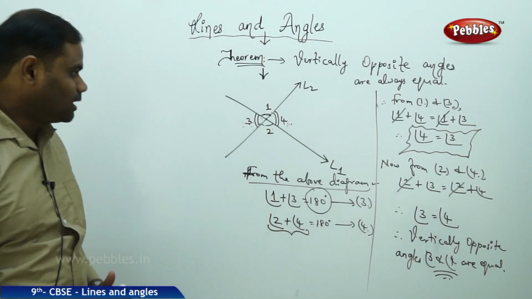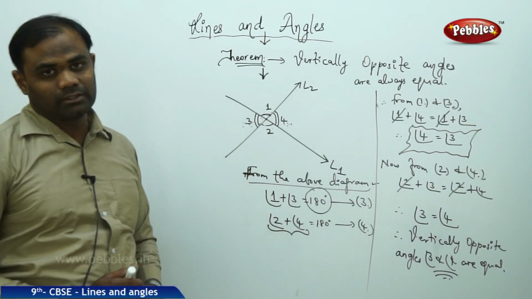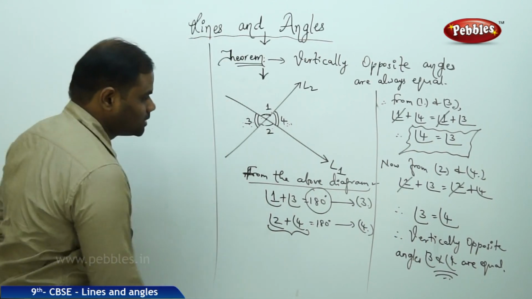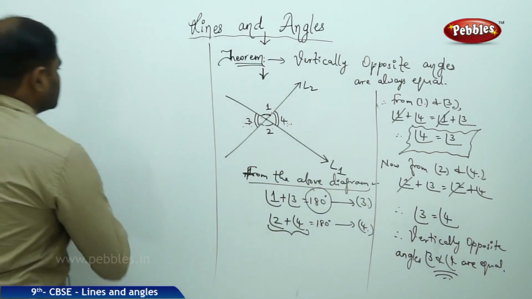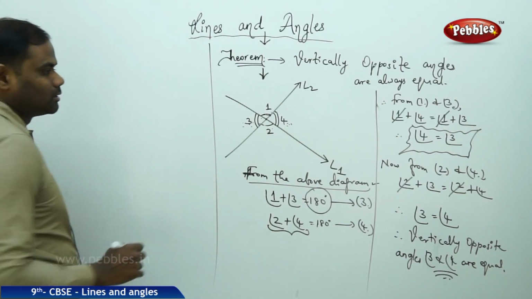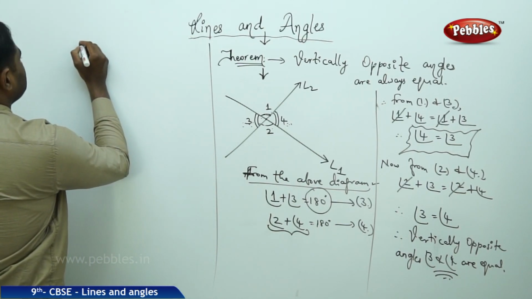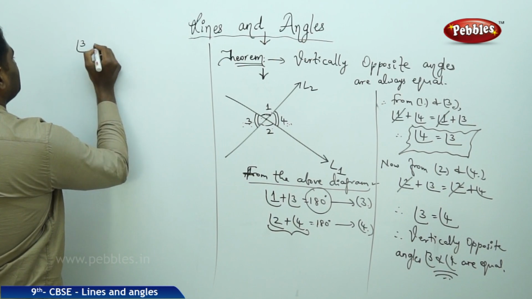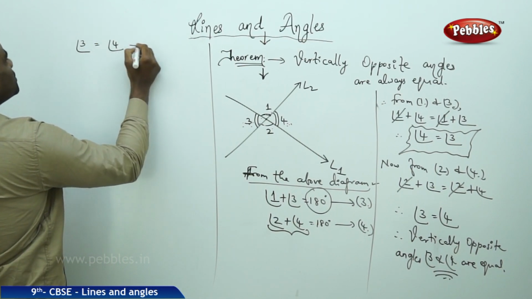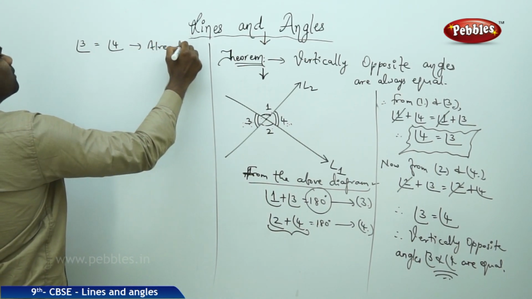Continued. Now let's see how we can prove angle 1 equals angle 2. As can be seen, we have proved angle 3 is equal to angle 4, which is already proved.